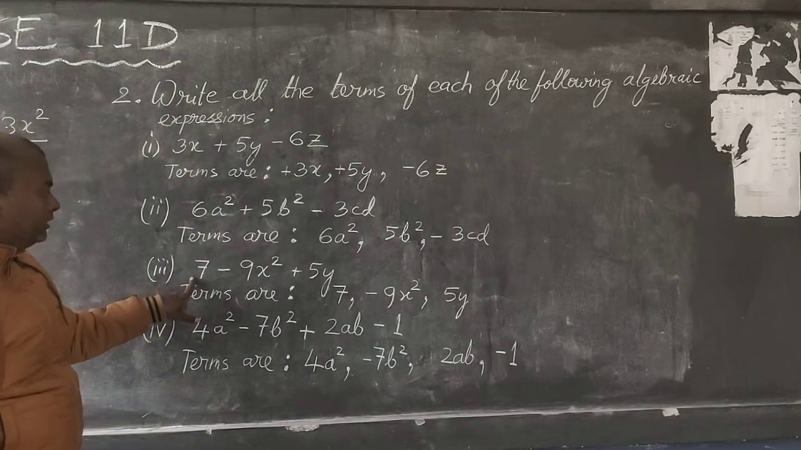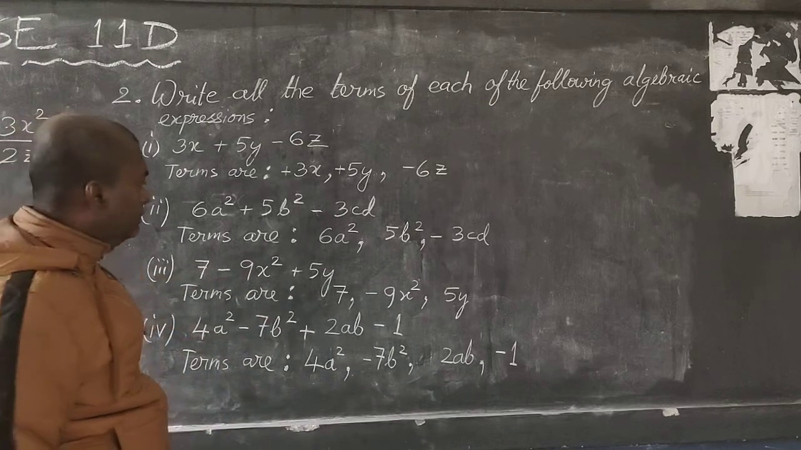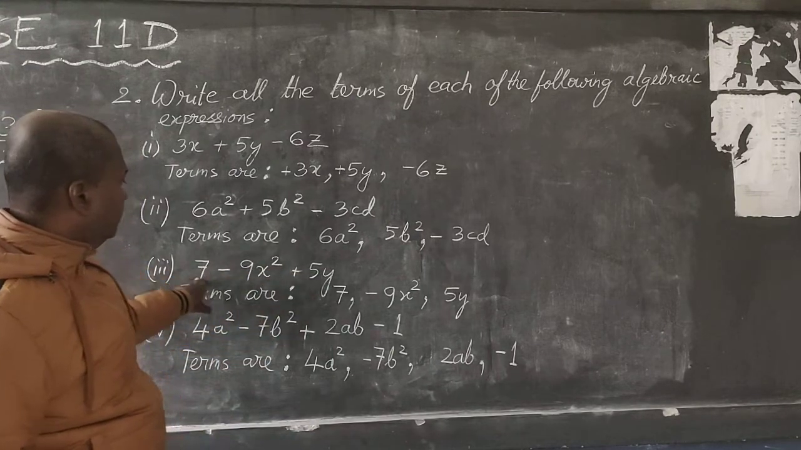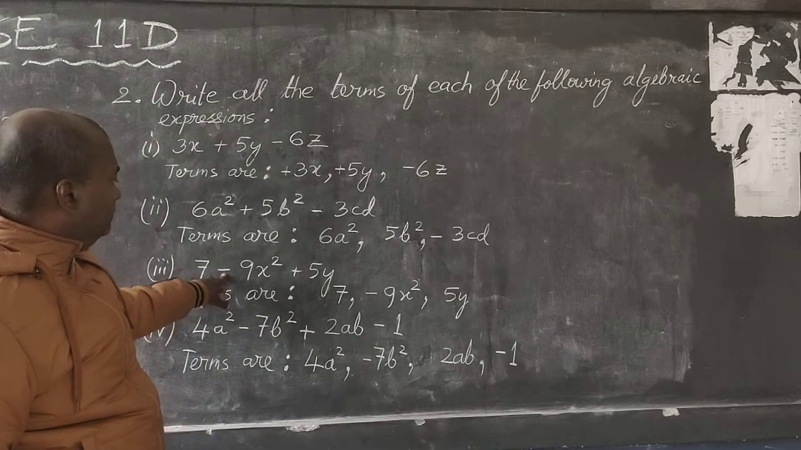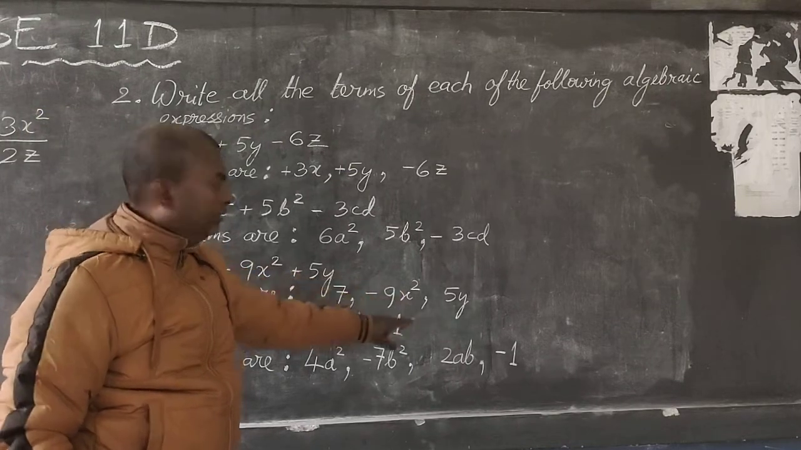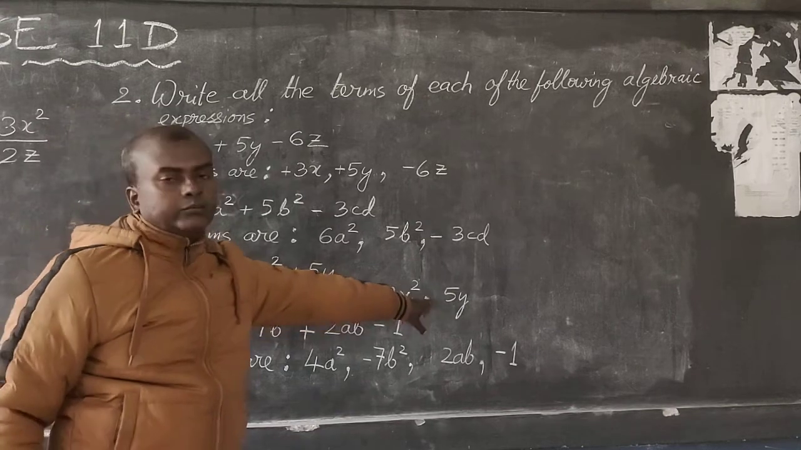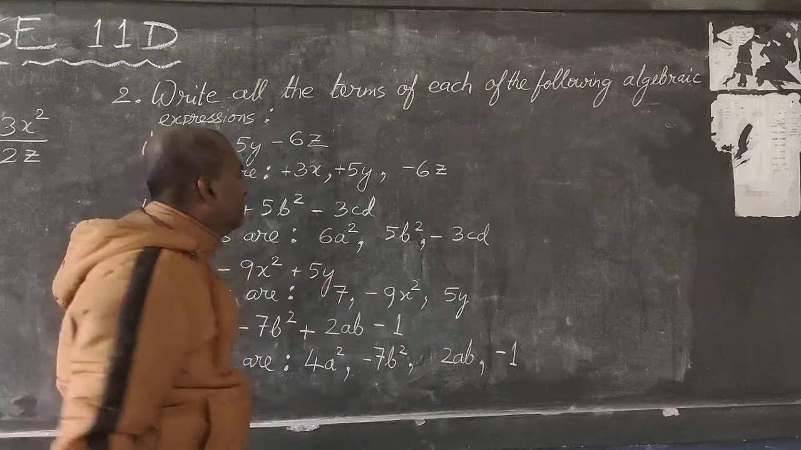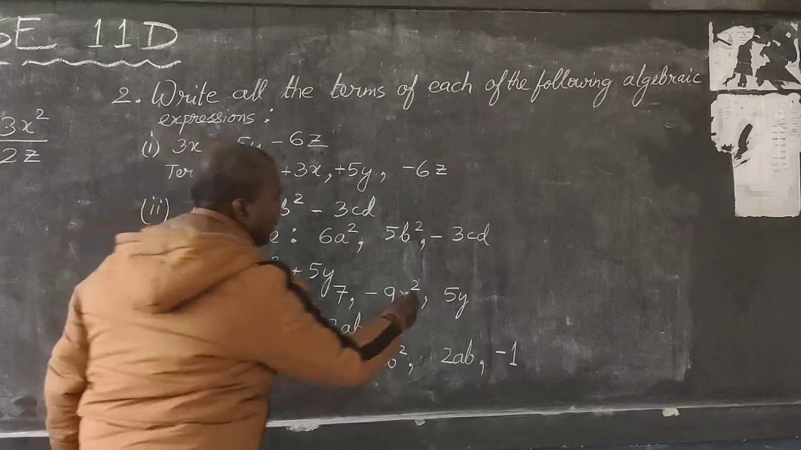The next one, 7 minus 9x square plus 5y square. This is another expression. This also has 3 terms. And the terms I have written here is 7, comma. The next term is minus 9x square. Again comma. Then the next one is plus 5y square. So I have not given the plus sign. By default it is plus. Assume that it is plus. All are separated by comma.